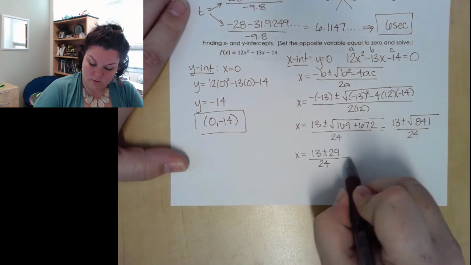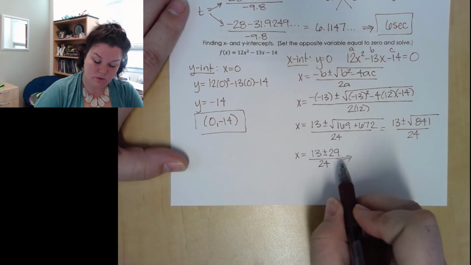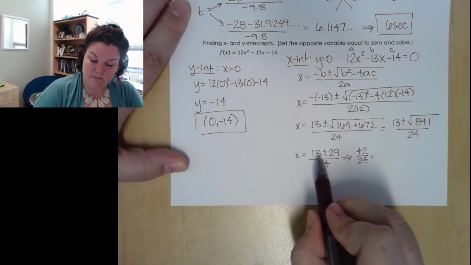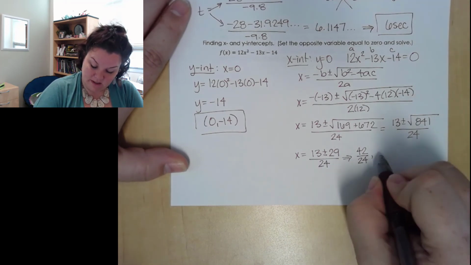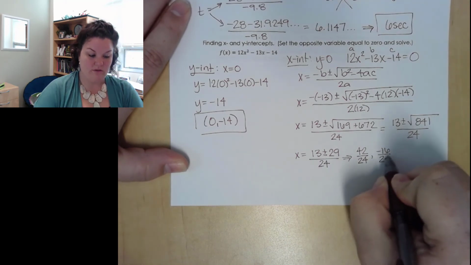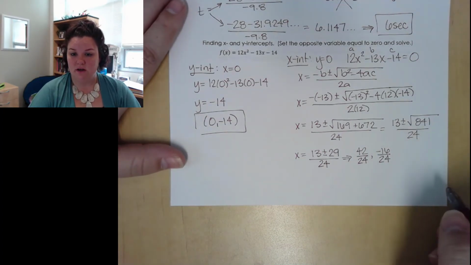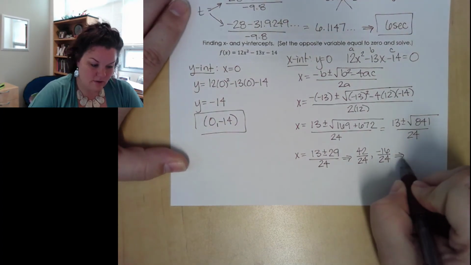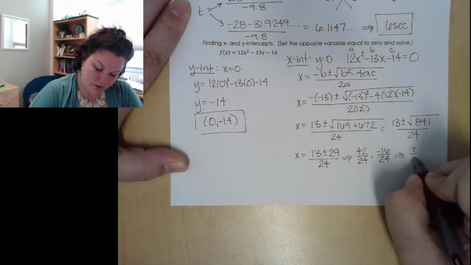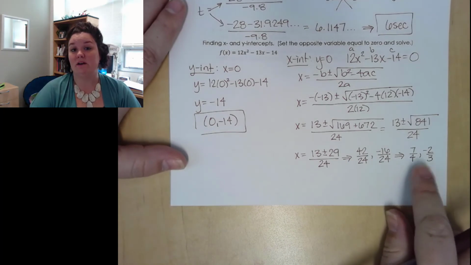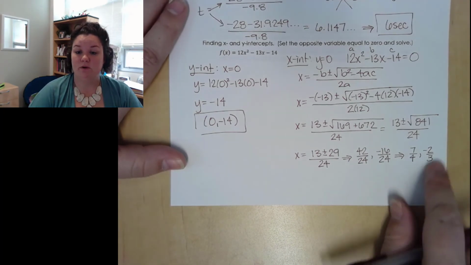Okay. So when I work these out, 13 plus 29 is 42 over 24, and 13 minus 29 gives me negative 16 over 24. And then I would just go ahead and reduce each of these. So this gives me 7/4 and negative 2/3. And again, you can use that fraction button on your calculator to help you reduce these.